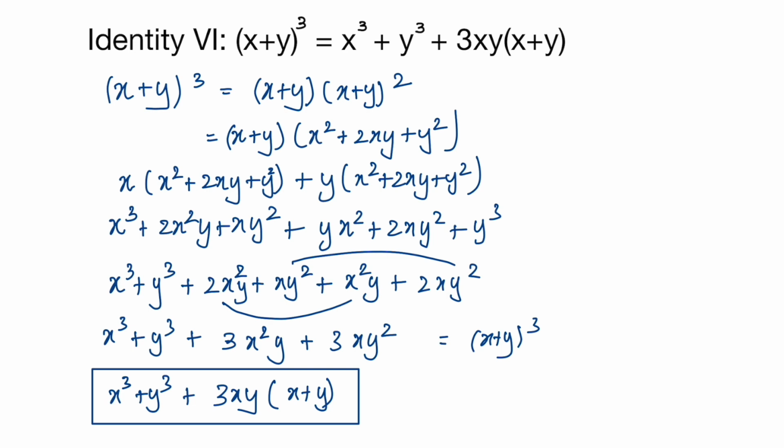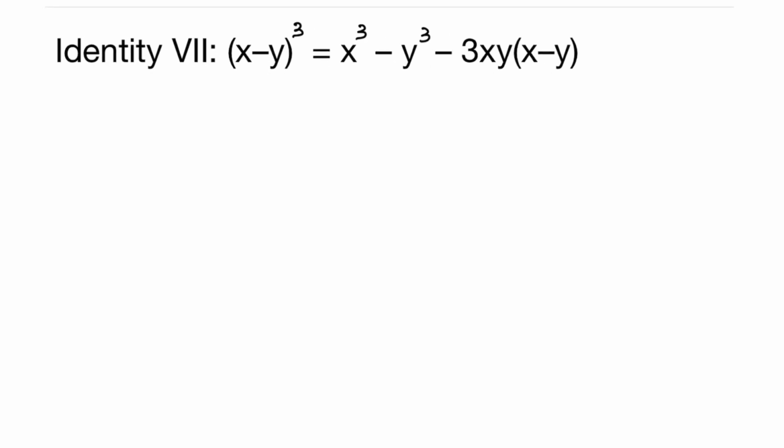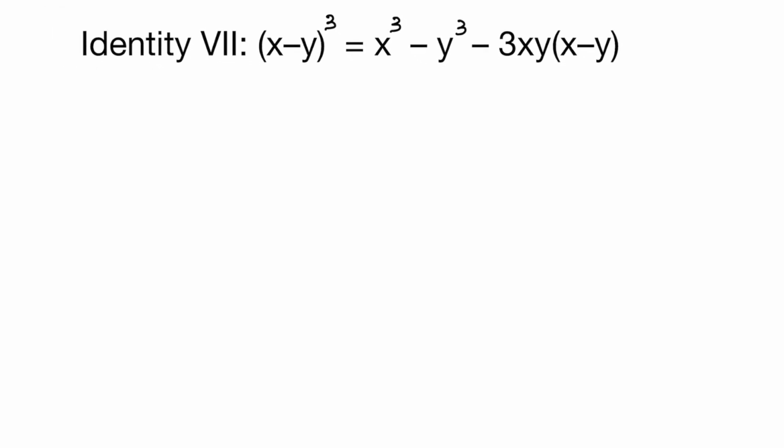Now this is one identity. Moving on to the next identity, this is very similar to the previous identity except for the sign. Okay, the previous identity was x plus y the whole cube, and this one is x minus y the whole cube. Okay, so the derivation procedure is going to be very similar. Before that, let me just tell you the RHS of this identity. So that is x cube minus y cube minus 3xy into x minus y.